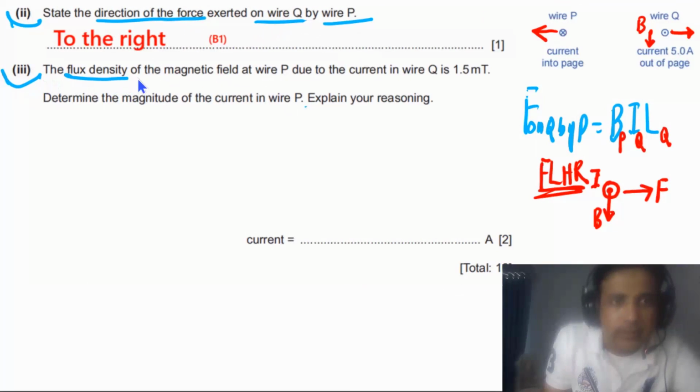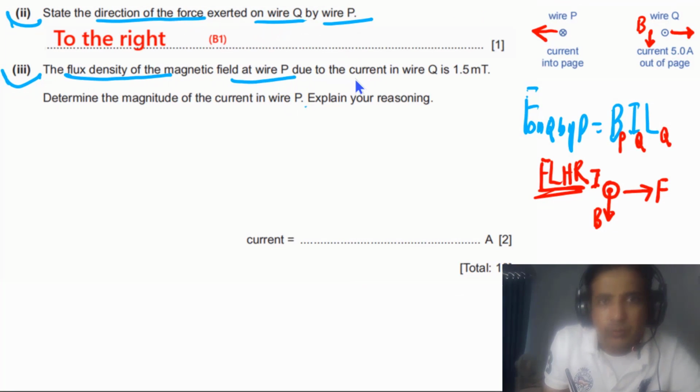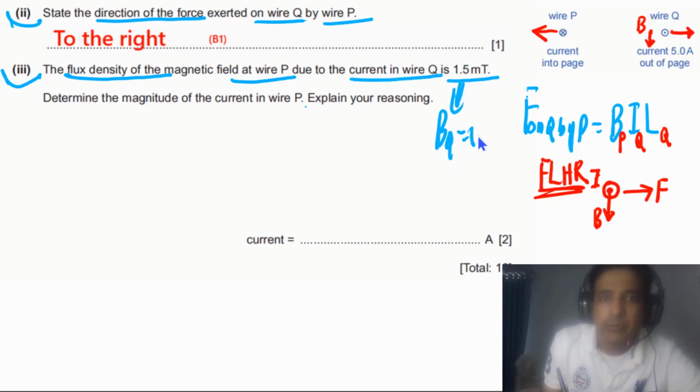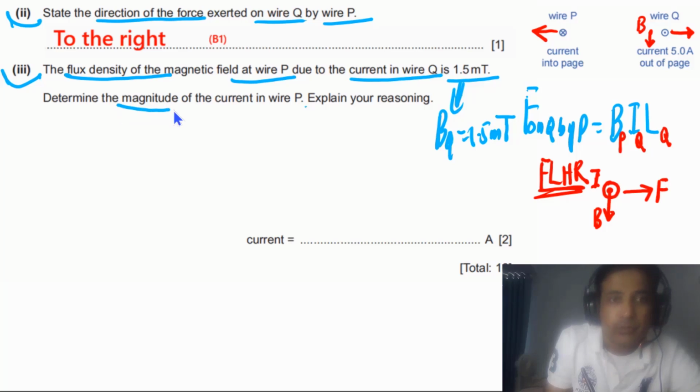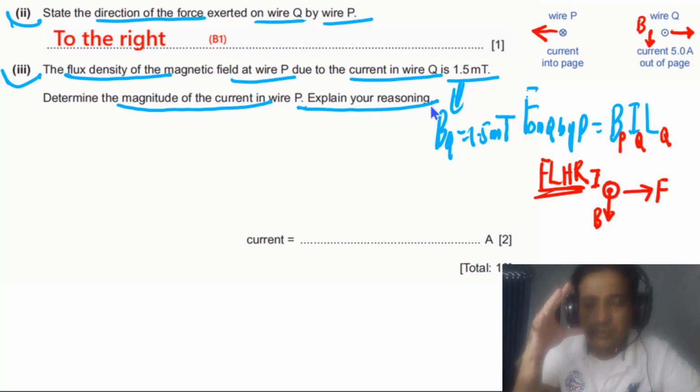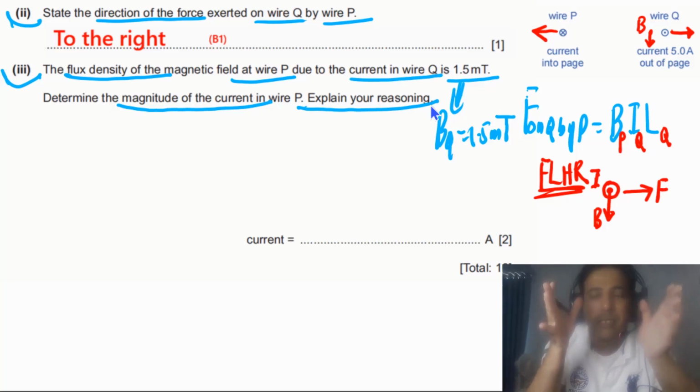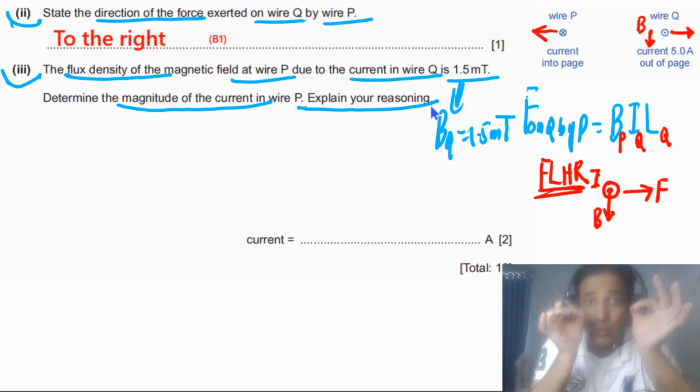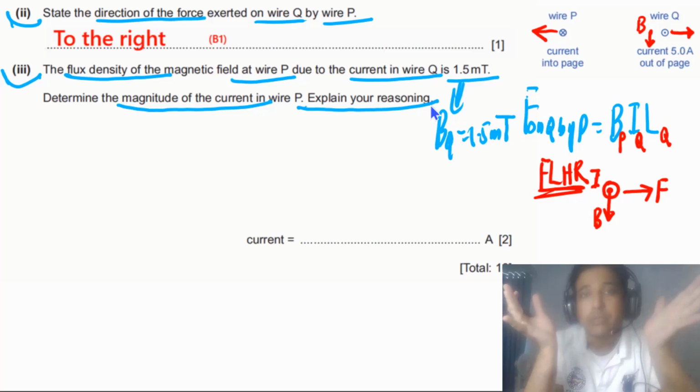Third part says the flux density of the magnetic field at wire P due to current in wire Q is 1.5 millitesla. It simply means that we have BQ, and BQ is equal to 1.5 millitesla. For this question, we need to determine the magnitude of current in wire P, and also we need to explain reasoning. The first thing we need to understand, whenever we have two wires and they carry current, force on each wire is the same in magnitude but opposite in direction.